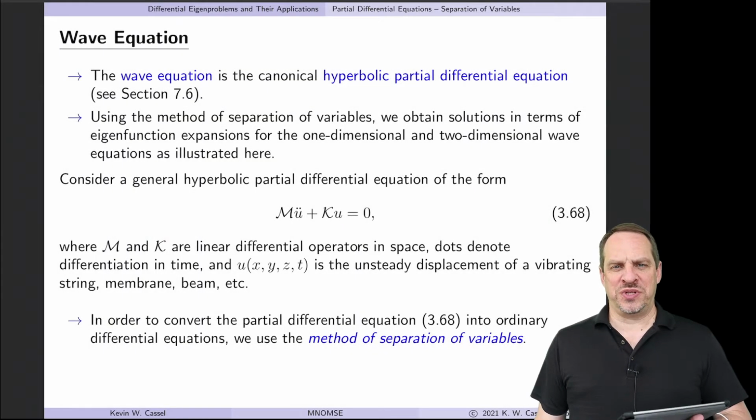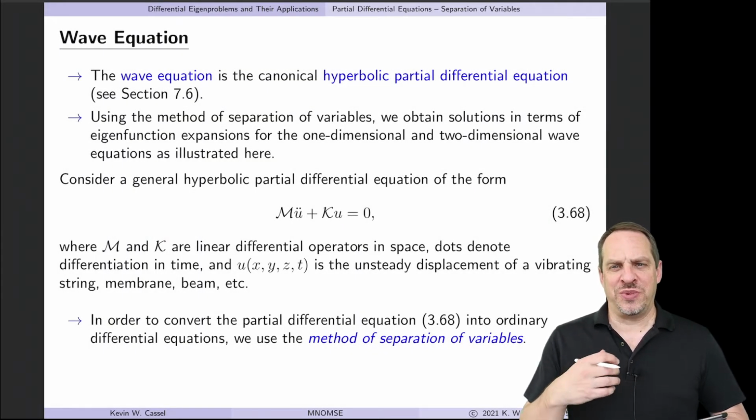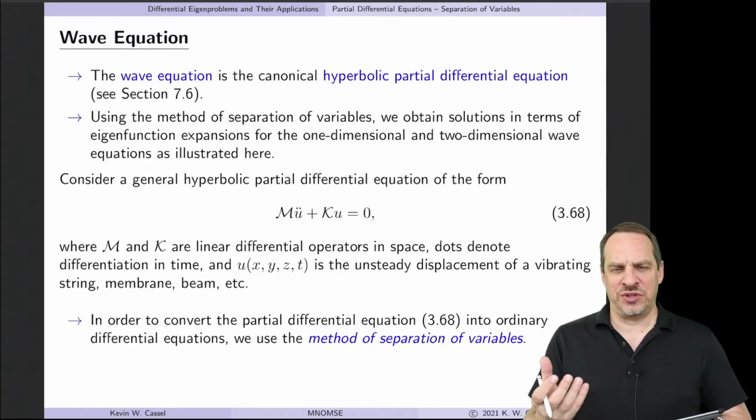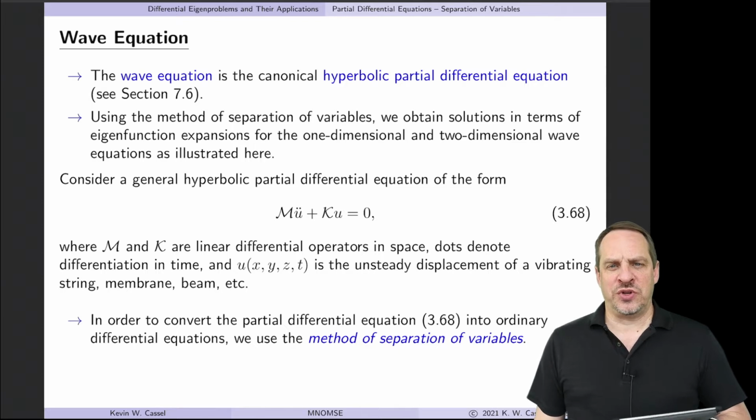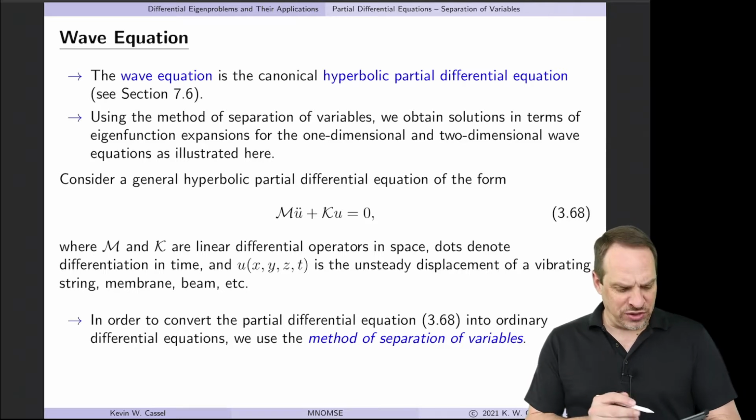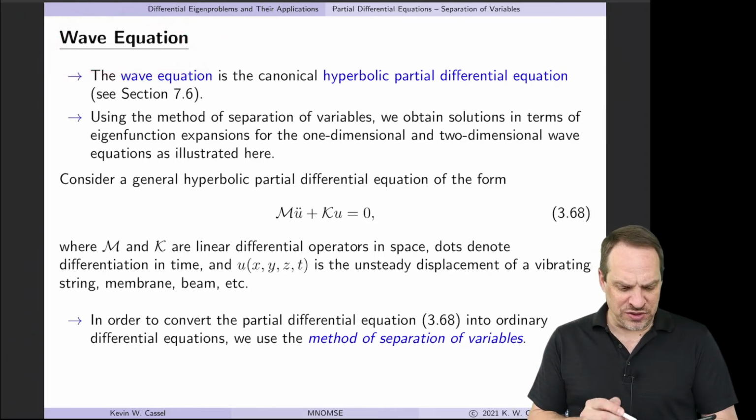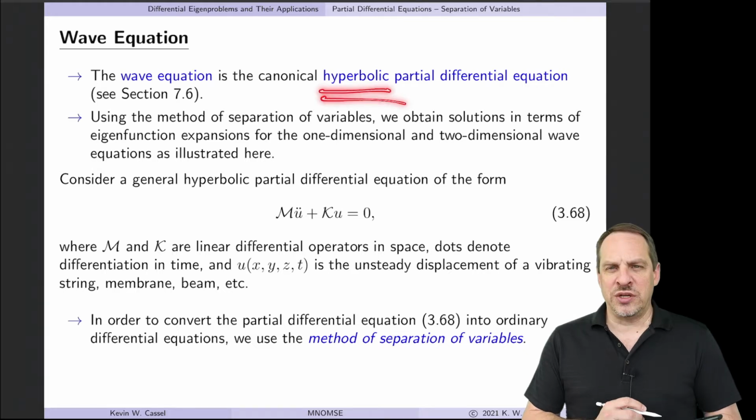In the previous two videos, we've been discussing the method of separation of variables, whereby we can convert a partial differential equation, in some cases through separation of variables, into a differential eigenproblem. We illustrated the process for the Laplace equation and the one-dimensional unsteady diffusion equation. Now we're going to take a look at the wave equation. This is a canonical example of a hyperbolic PDE.